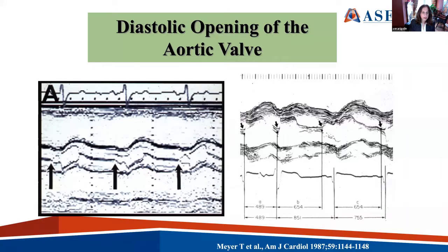Diastolic opening of the aortic valve is something that we can see well on an M-mode tracing. Here's two different M-mode tracings, again showing the systolic portion of the aortic valve opening, which looks normal, but you see here that there's also opening of that aortic valve in diastole, again, due to that sharp rise in diastolic pressure in the left ventricle. So make sure you recognize both of these findings.